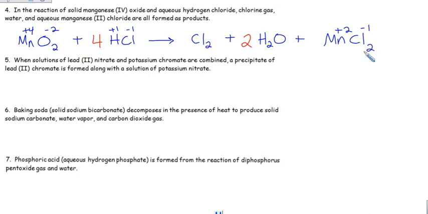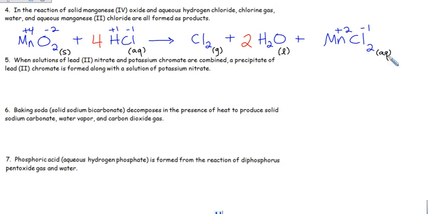Awesome. Last thing I do is the phase symbols. And again, they'll give you some help. Solid manganese 4 oxide, aqueous hydrogen chloride, chlorine gas is formed, water is probably a liquid unless told otherwise, and aqueous manganese 2 chloride, a solution. Done.